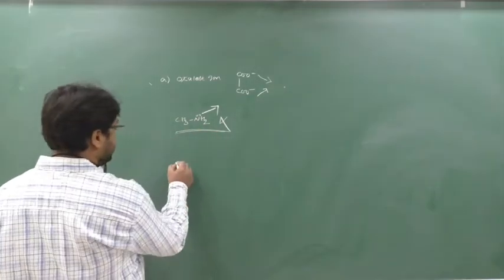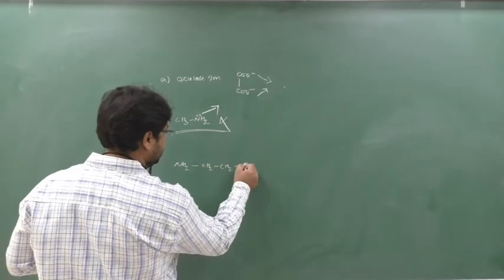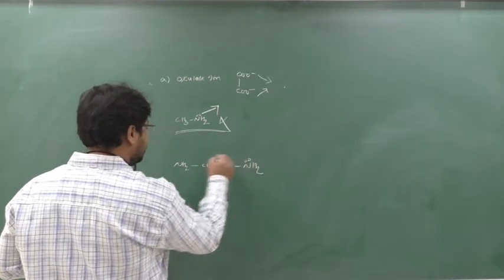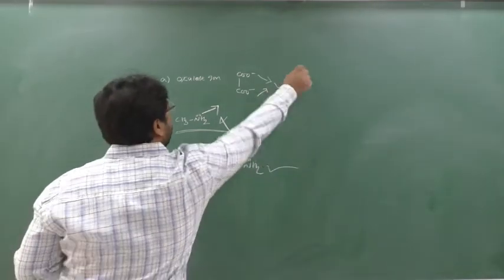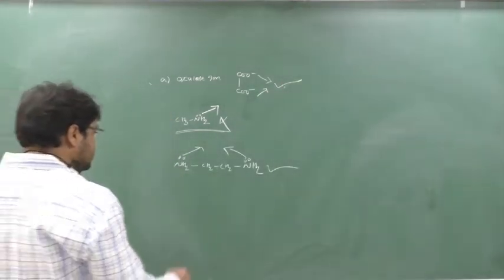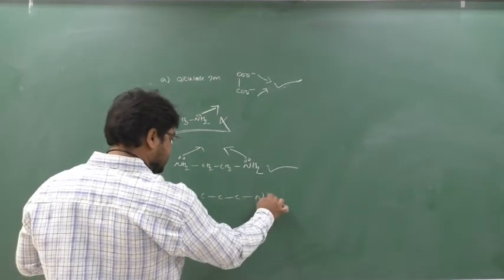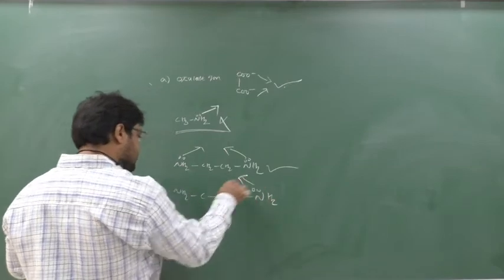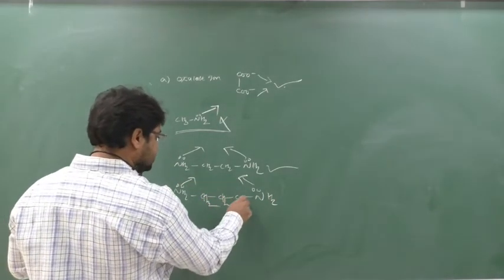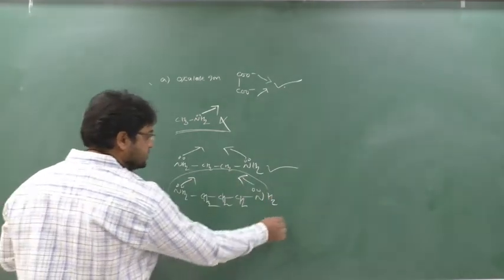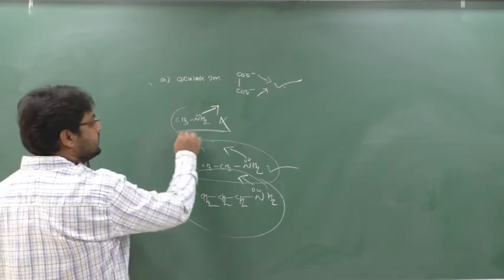Ethane 1,2-diamine, NH2 CH2 CH2 NH2. Here also it is a bidentate ligand, so it can form a chelate. Propane 1,2-diamine, NH2, can also form. Because here one lone pair will come here and another lone pair here, CH2, CH2, CH2. They can form a chelate because they are bidentate ligands. This other one is a monodentate ligand.